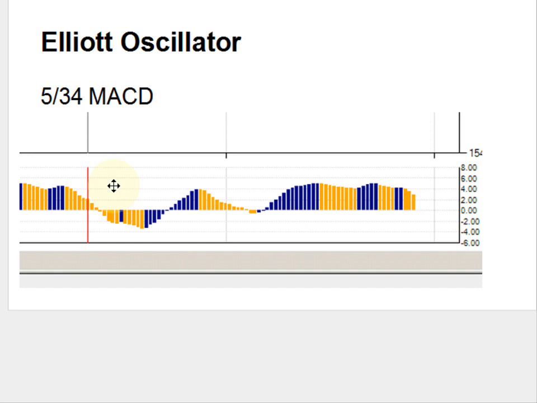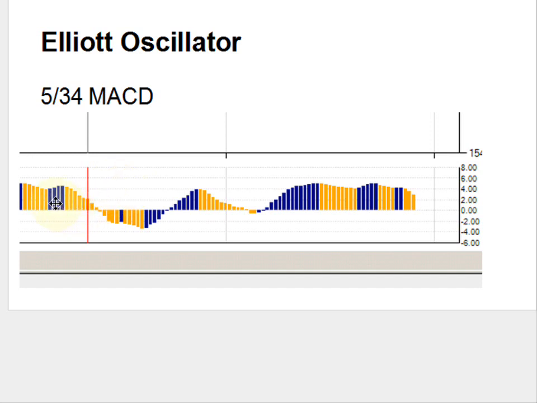In other words, if these were red and green, which are commonly used by some software, that automatically creates a subconscious bias. The blue and the orange don't. So you're not going to develop any subconscious biases just from looking at the colors. But the Elliott Oscillator is very easy to read.